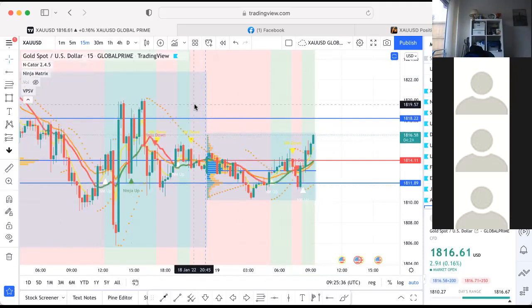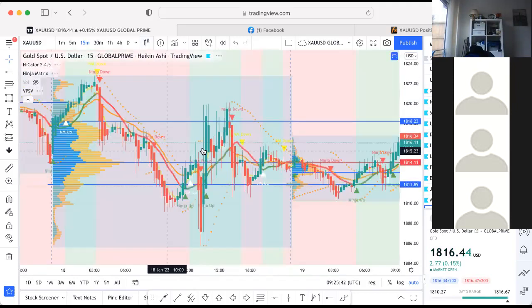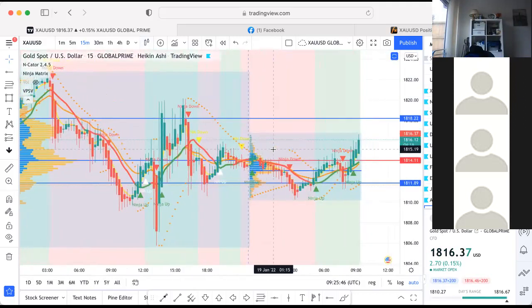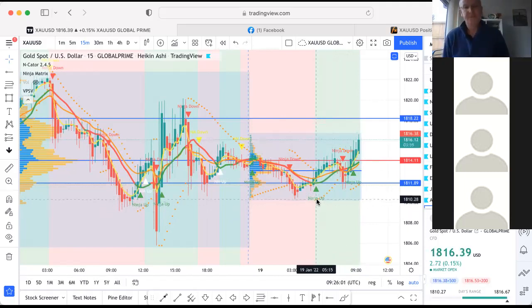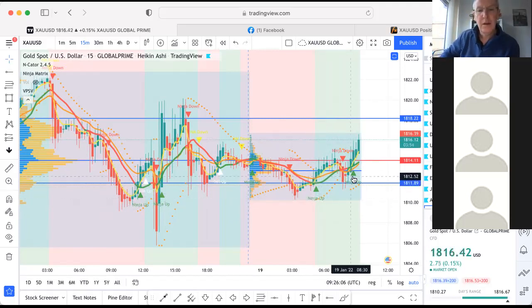And for the Ninjacator to work properly, you need to be on Heiken Ashes. It was designed to work with Heiken Ashes rather than normal candles. So we get a slightly different picture here. These candles are more smoothed out than the previous candles. So what I'm looking at now is we've got a Ninja Matrix up, which is pretty well hidden behind that Ninja up. We've had a recent Ninja up. So there's two confirmations that we're looking good for a buy.